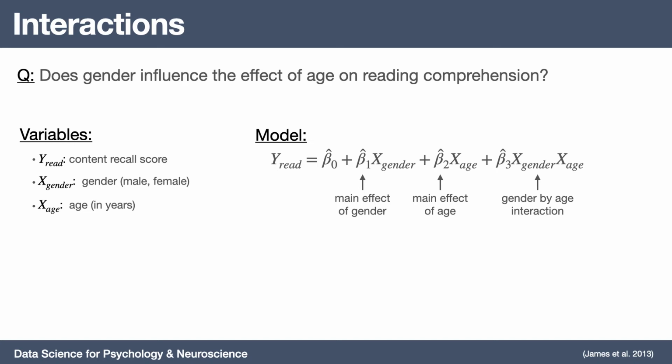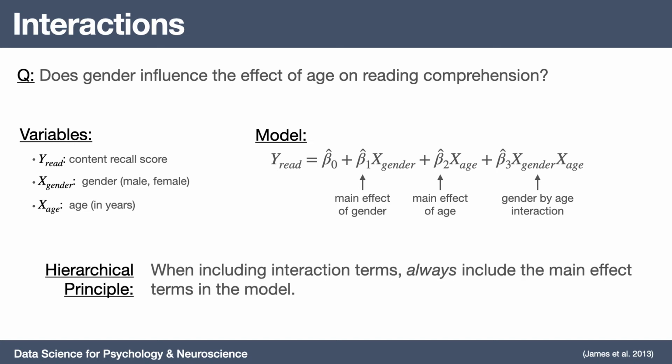However, if you're looking at interactions in regression models, you have to abide by the hierarchical principle. The hierarchical principle states that when including interaction terms, always include the main effect terms in the model. If you're including an interaction between x1 and x2, you always have to include the main effect terms for x1 and x2. If you have a three-way interaction, you have to include all three main effects, four-way interactions, etc.